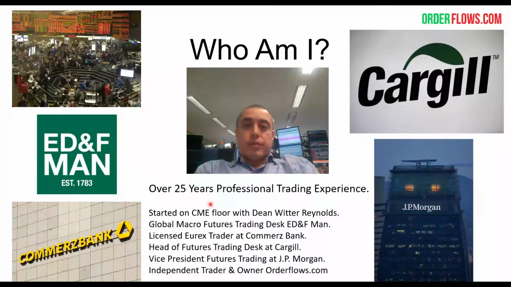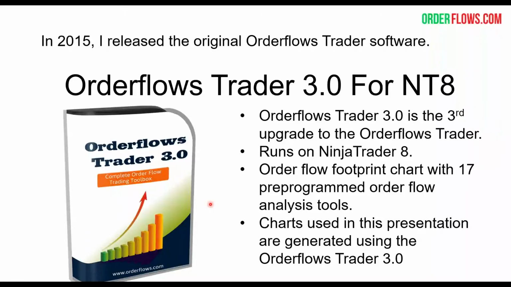After that, I joined JP Morgan. I spent 8 years at JP Morgan as vice president of futures trading. Then I got married and we had our first daughter, and I just couldn't take the corporate world anymore. I left and started up orderflows.com. I started writing my book and we released software. It's the Order Flows Trader 3.0 now, and it works on NinjaTrader 8.